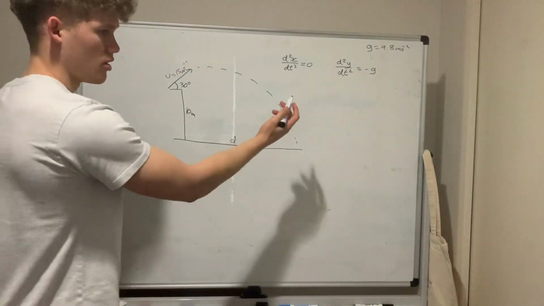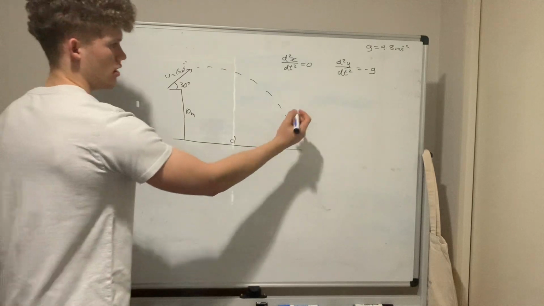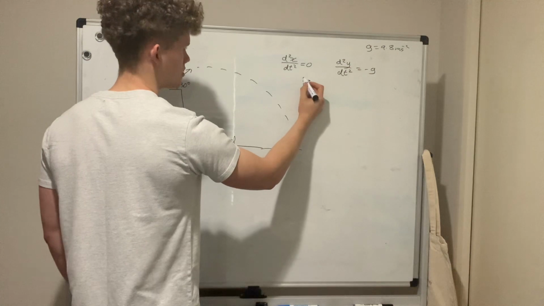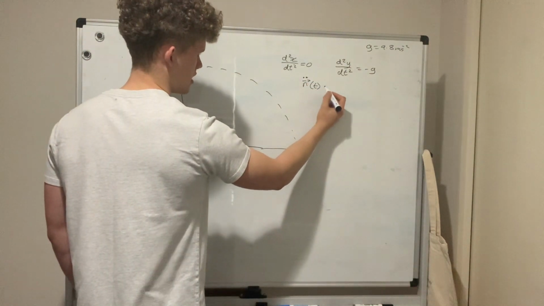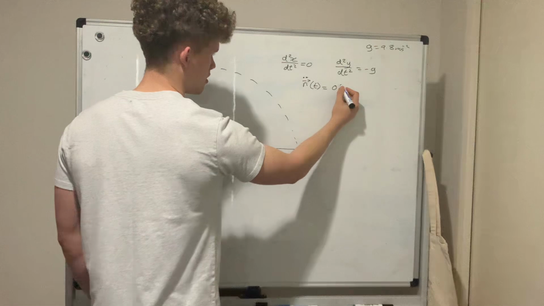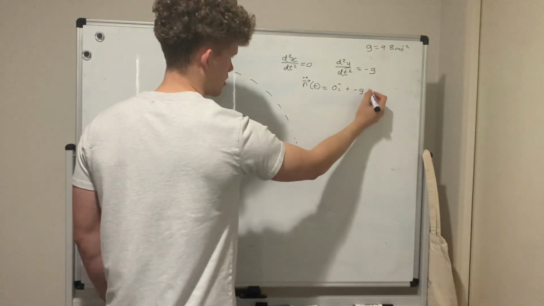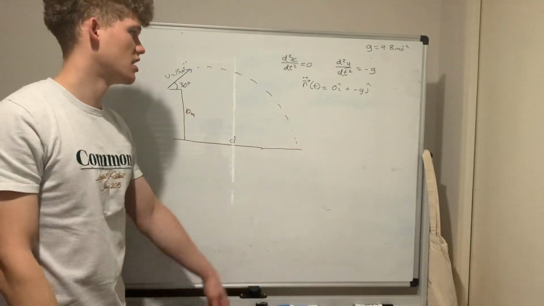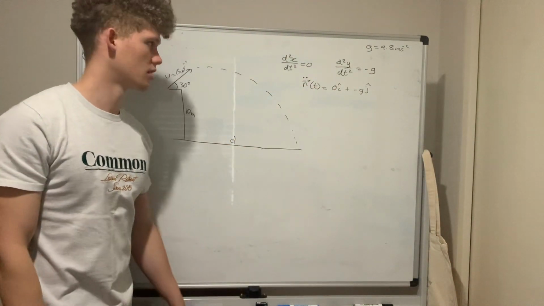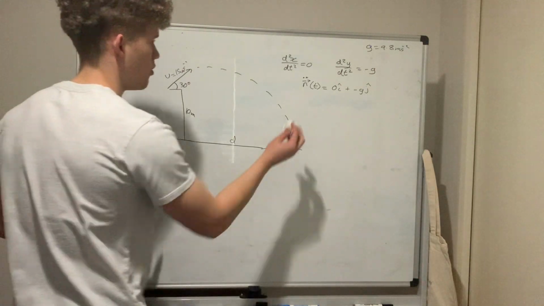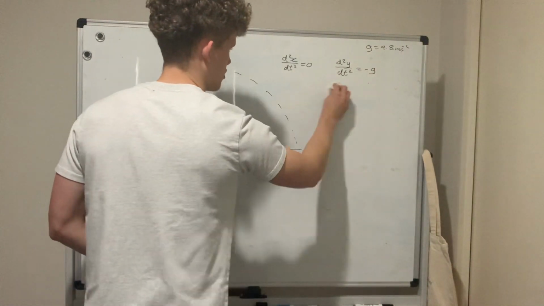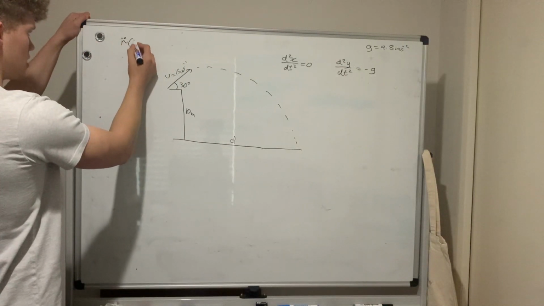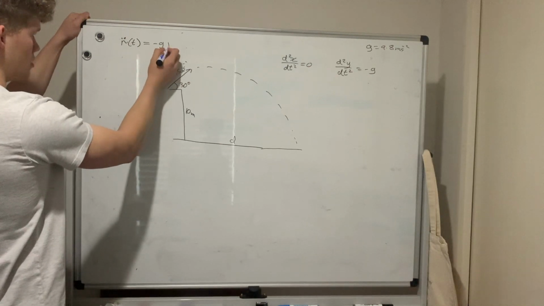Okay? So in other words, our acceleration function for our vector will be like this. r double dot of t is equivalent to 0i plus negative g j. All this is telling me is the acceleration of my vector function only acts in the vertical direction. Okay? Now, we want to work out our velocity function. So I'm just going to write my acceleration function over here. r double dot of t is just going to be negative g j.